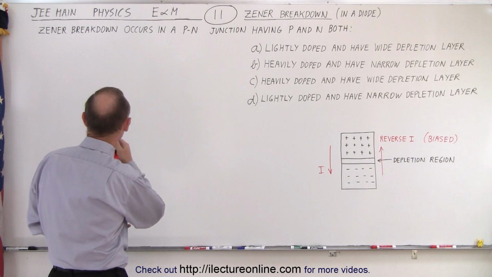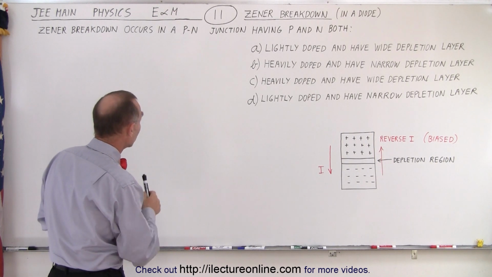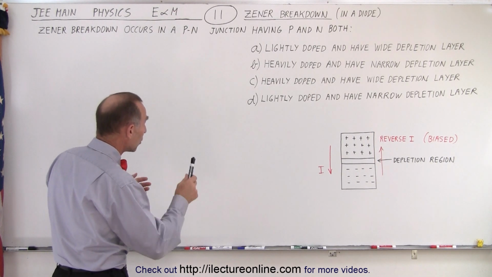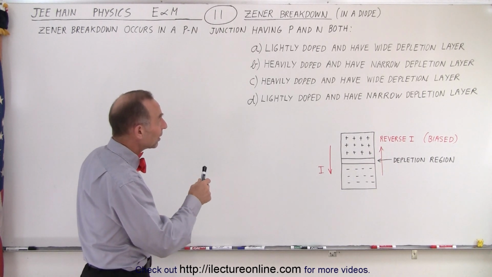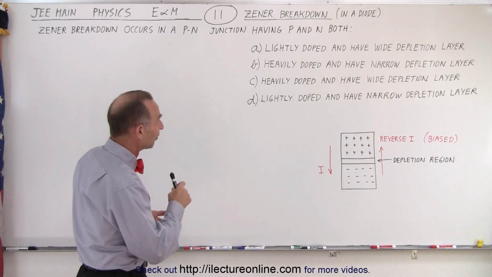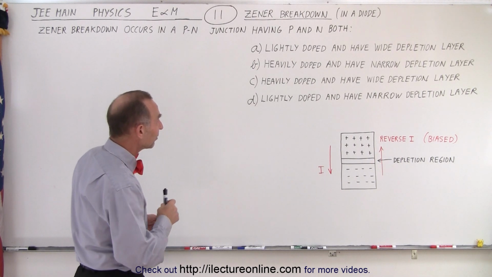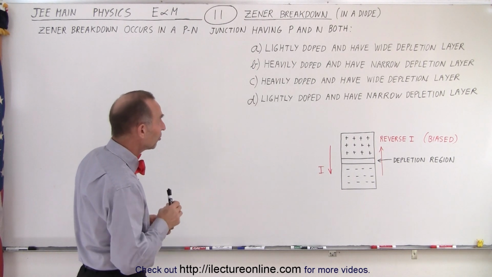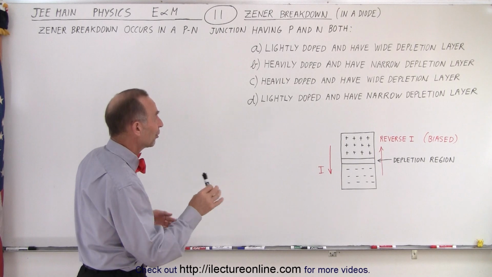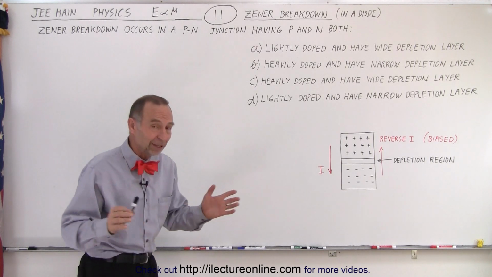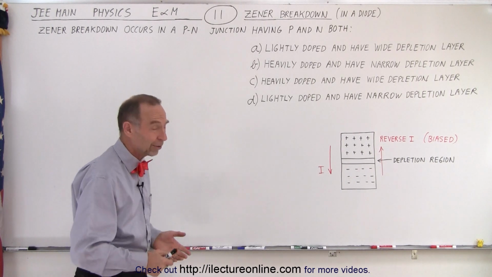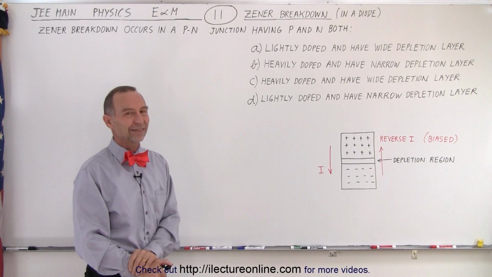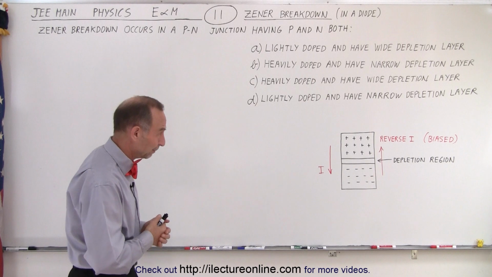It says Zener breakdown occurs in a PN junction having P and N both, and there are 4 statements: lightly doped and have wide depletion layer, heavily doped and have narrow depletion layer, heavily doped and have wide depletion layer, and lightly doped and have narrow depletion layer. And if you don't know what a depletion layer is, or what heavy or light doping is, and you don't know the relation between the two, it would just be a pure guess. So, what is the story here?